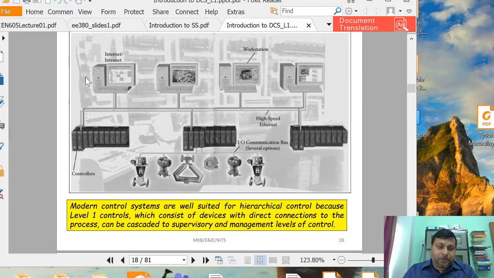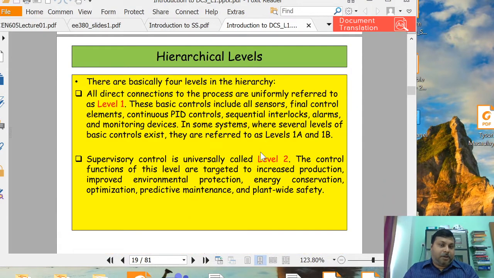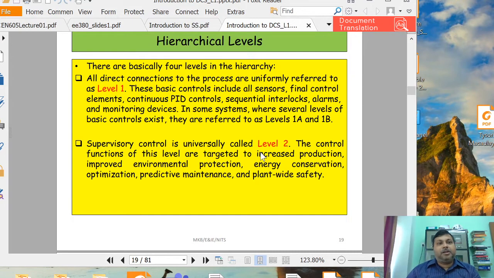So that's why we are interested to know what the hierarchy present in terms of control is, such that we can understand what the uses of computer are at different levels. So now we are going to discuss that there are basically 4 levels in the hierarchy.